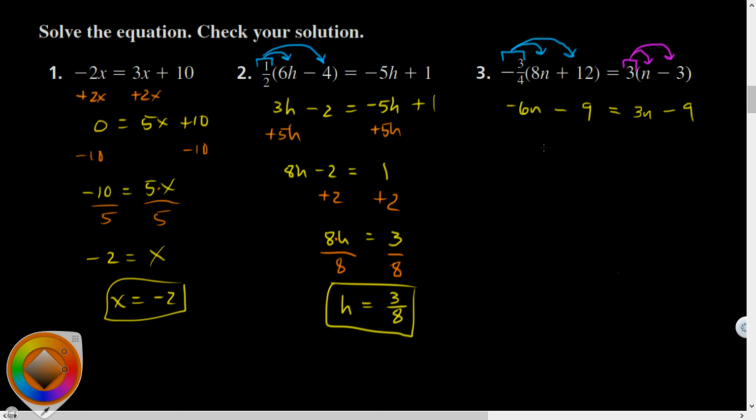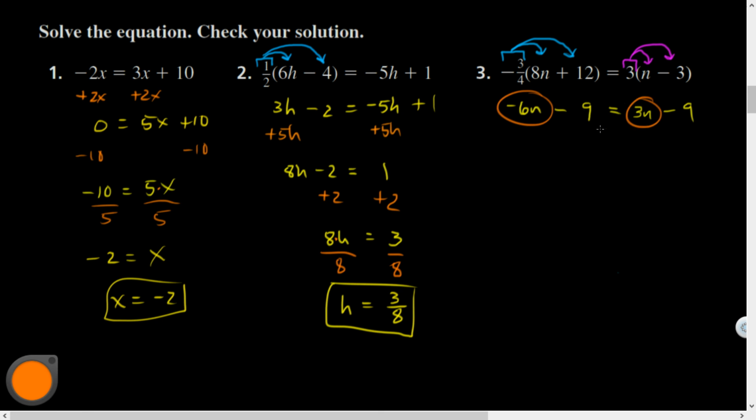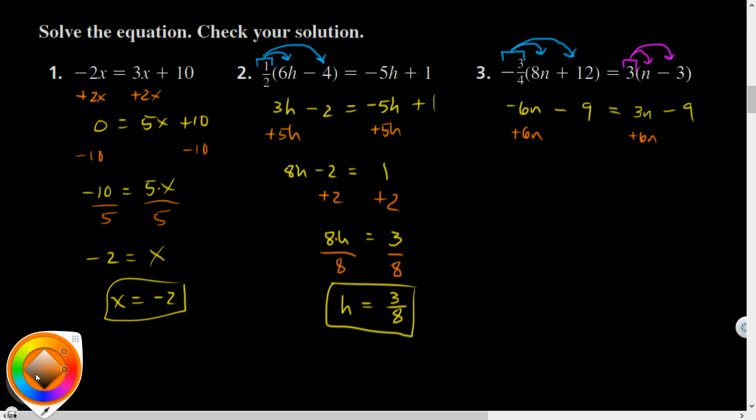So here we go. My students identified -6n as being smaller than 3n, so we were adding 6n to both sides. Oh, this is actually a really good problem. There's a common error that students make here. -9 equals 9n minus 9. So I want n by itself. What do I do next?